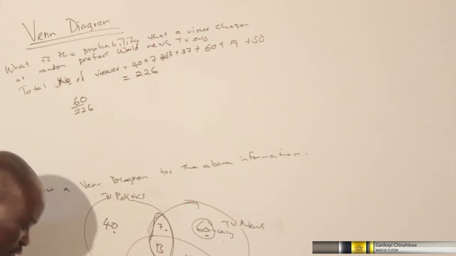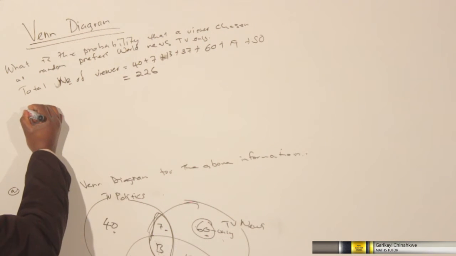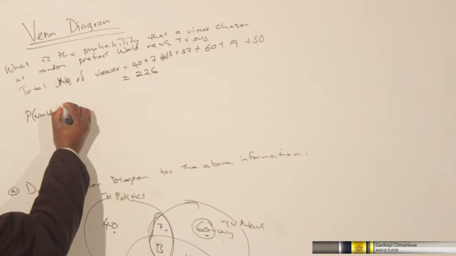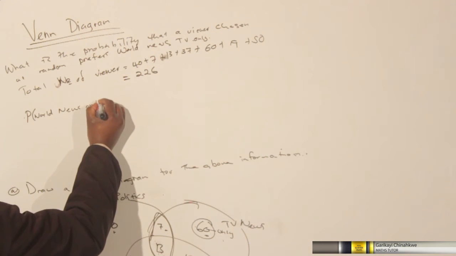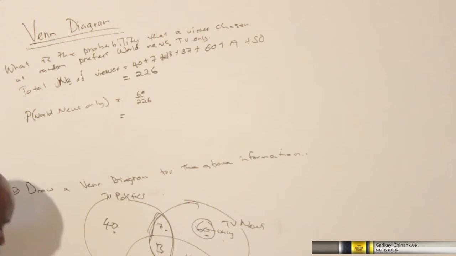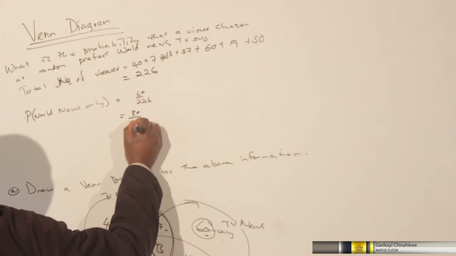So in other words, how do you present your work? You're supposed to write it like, probability of World News only. We know that it is 60/226. Then you're supposed to simplify that, which is 30/113. So that's the probability.